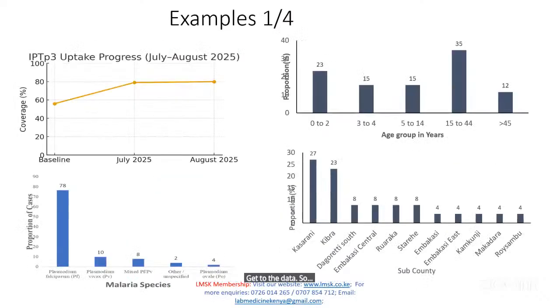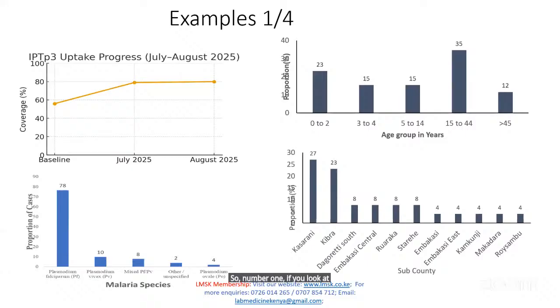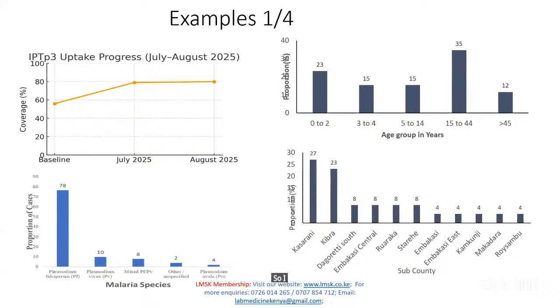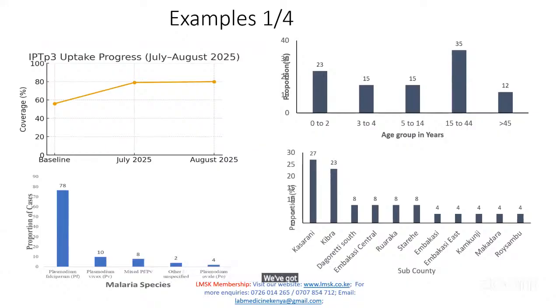So I want to take you through what I was talking about. Number one, if you look at the chart that is shown, that is the line graph. So I talked about the line graph. The line graph shows you the progress. These are in terms of years. We've got the x-axis and the y-axis, and we've got now the trend. You are able to monitor this. You are able to monitor that.